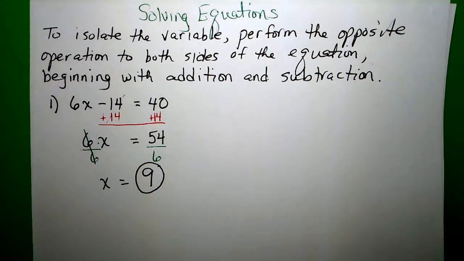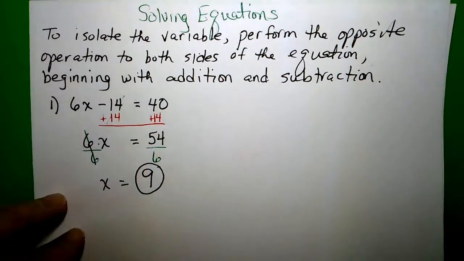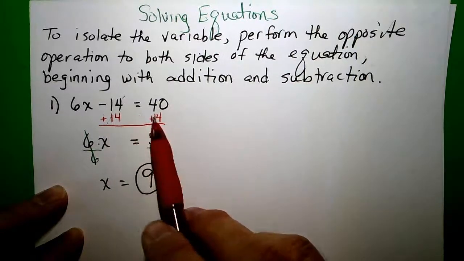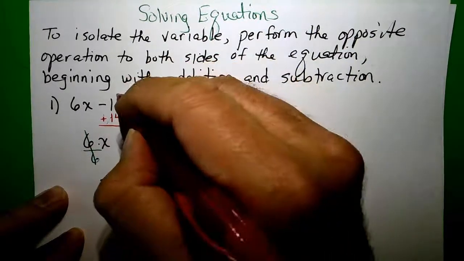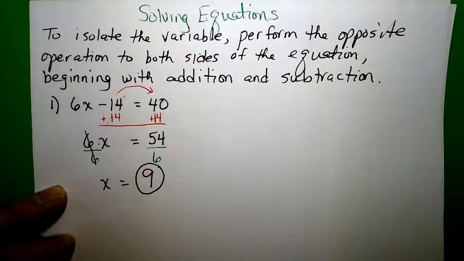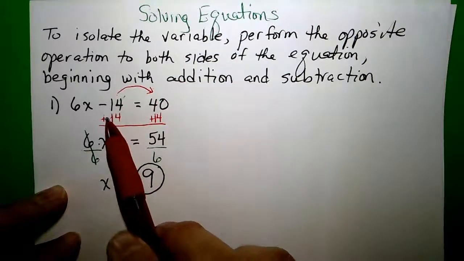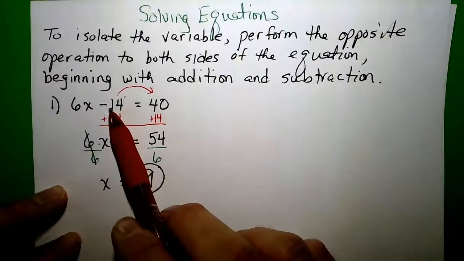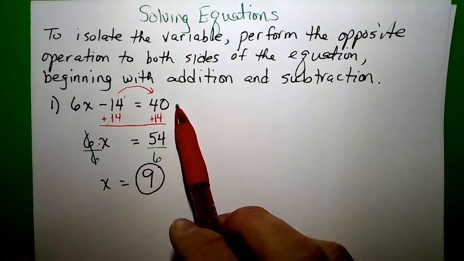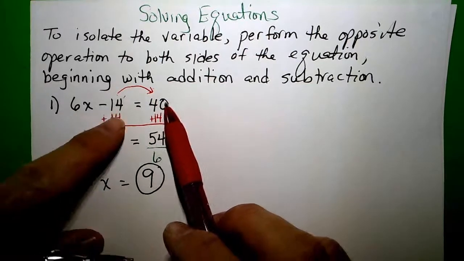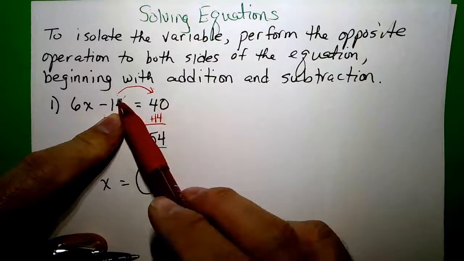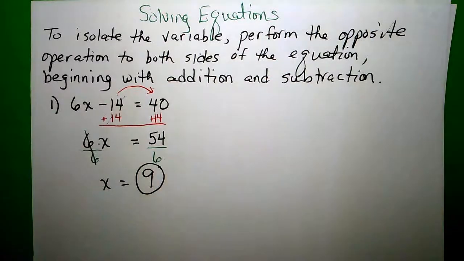Something you might see, as we do more and more of these, is that instead of adding 14, teachers or tutors just draw a little arrow like that. And that little arrow means add 14 to both sides. You're moving the 14 over and changing the sign. So if you don't want to write this plus 14 there, you're moving the 14 over. 40 plus 14 is 54.